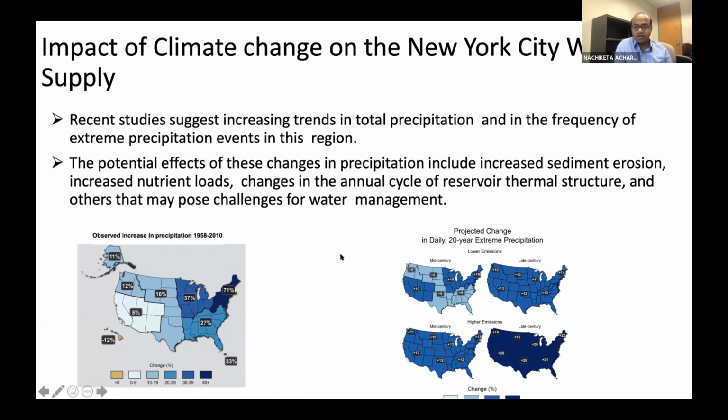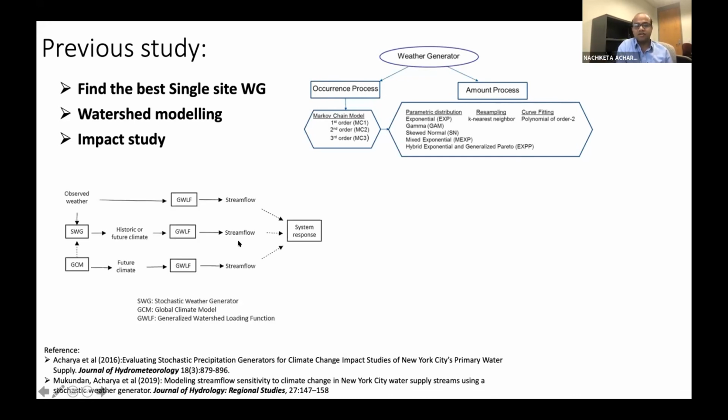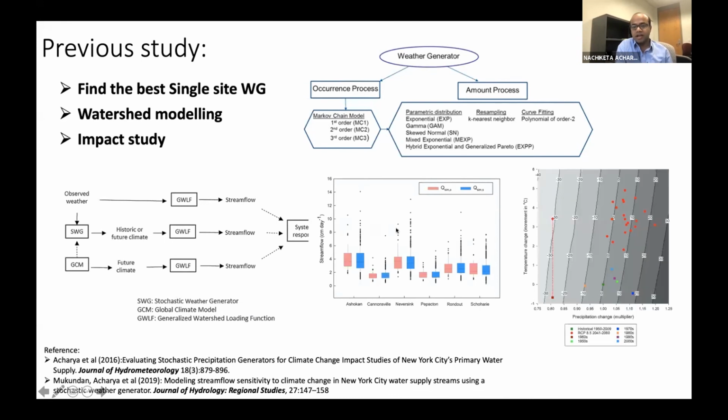There is already a study going on, and we have published some of it in a paper. In the earlier study, we found out which weather generator works, using traditional methods at a single site. Then we used that weather generator combined with a watershed model for an impact study. But keeping the same example, we want to use a multi-site weather generator, which has a huge impact here because we can't model the sites independently; it's only about a 4,000 square kilometer area, very small. So we want to test this GAN-based weather generator in the same area.